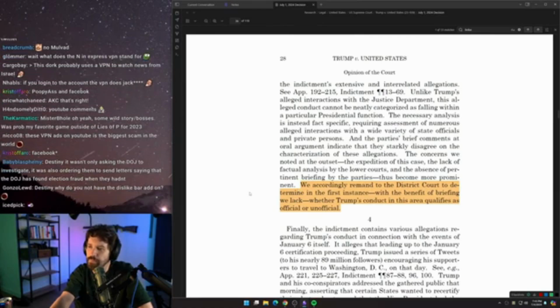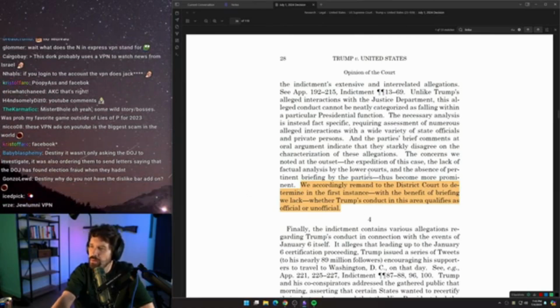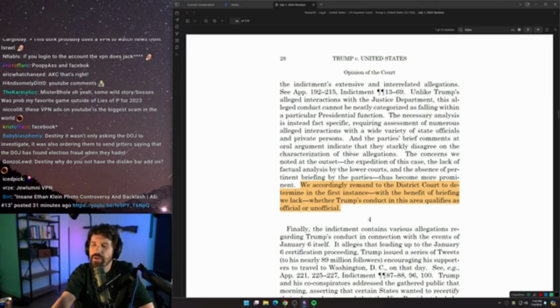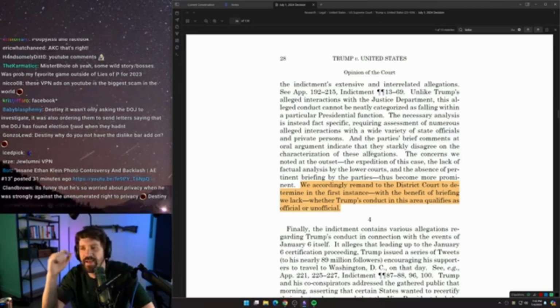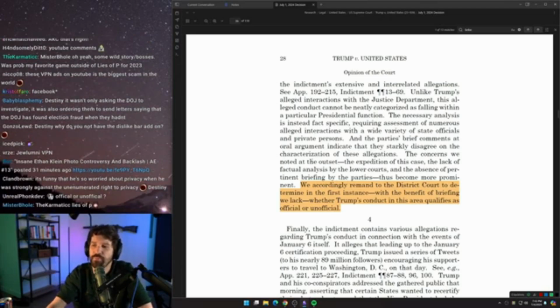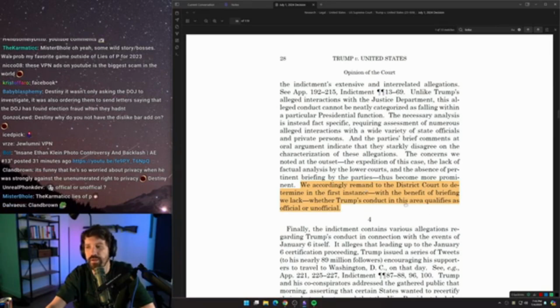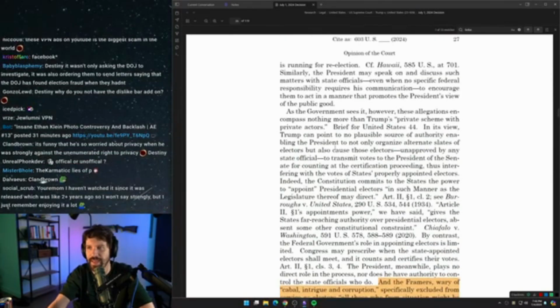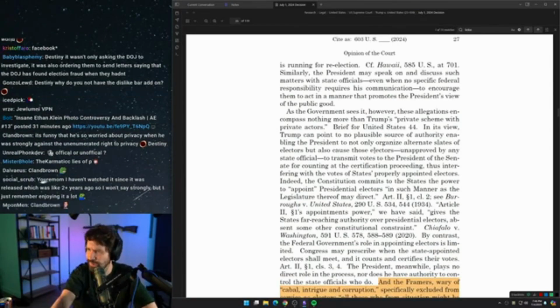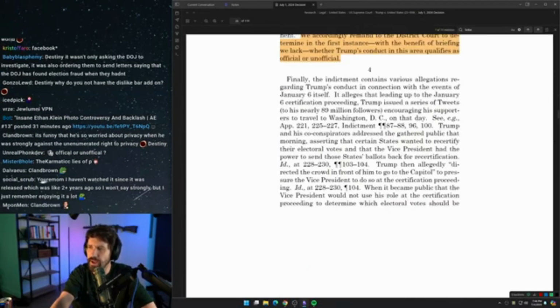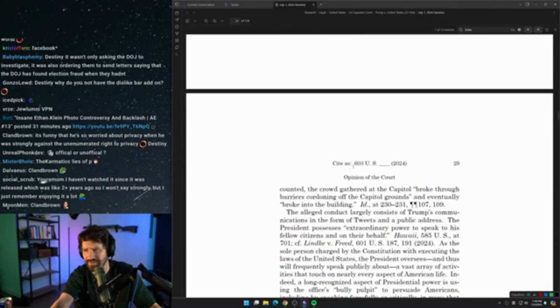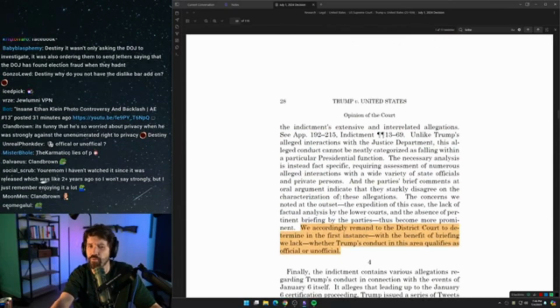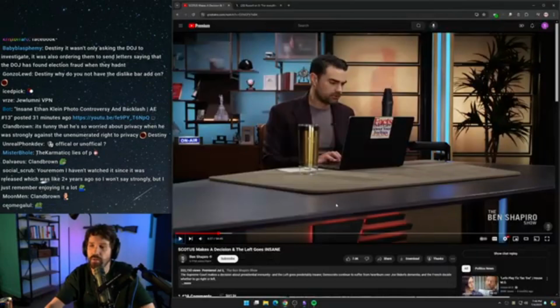But the concerns we noted at the outset, the expedition of the case, the lack of factual analysis by the lower courts, and the absence of pertinent briefing by the parties thus become more prominent. We accordingly remand to the lower court to determine in the first instance, with the benefit of briefing we lack, whether Trump's conduct in this area qualifies as official or unofficial. I don't think Roberts makes a single suggestion that any act might be unofficial. I think that Justice Barrett does, but I'm sorry, did I say Jackson? I don't think Roberts does, but I don't know.